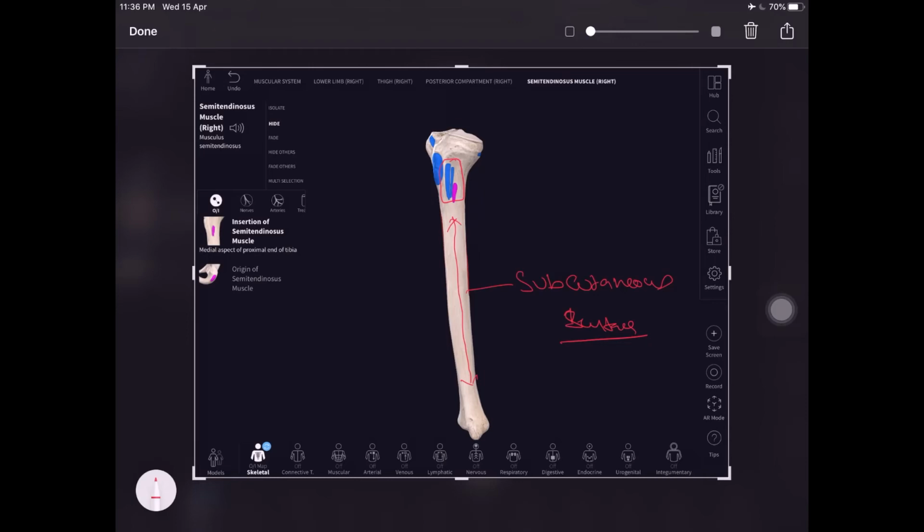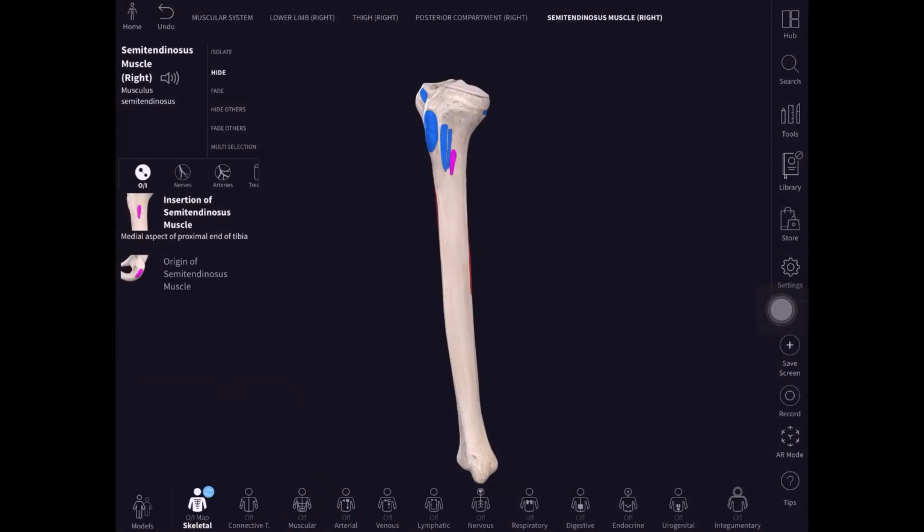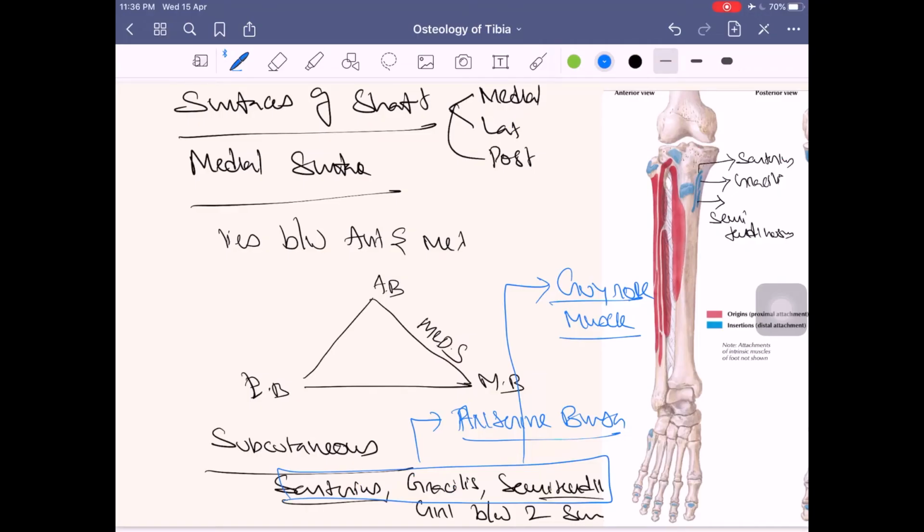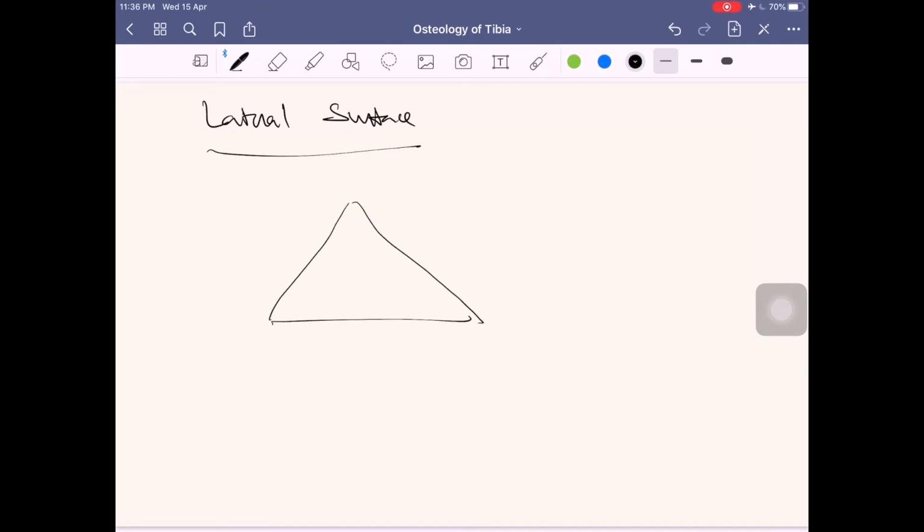So sartorius, semitendinosus and gracilis. Now let us look at the lateral surface. In the lateral surface, again if you draw this is the anterior border, medial border, lateral border. So medial surface was between your anterior and the medial border, so lateral surface will be between the anterior border and the lateral or interosseous border.